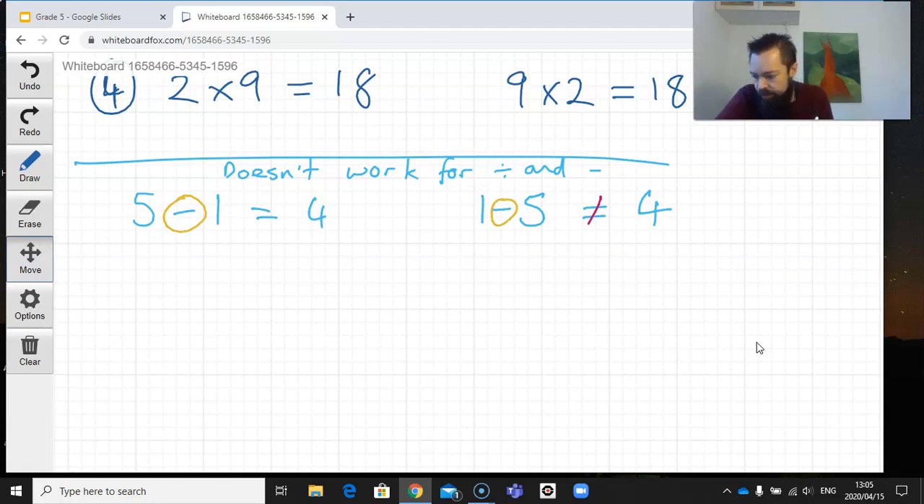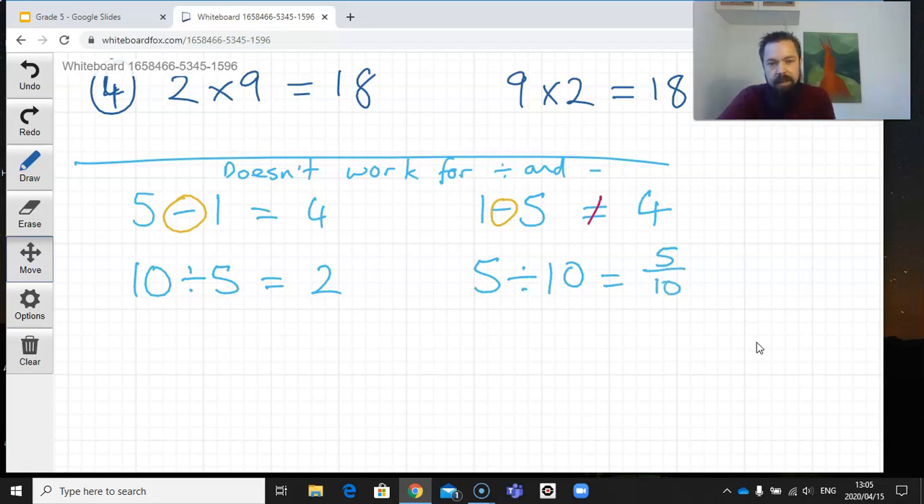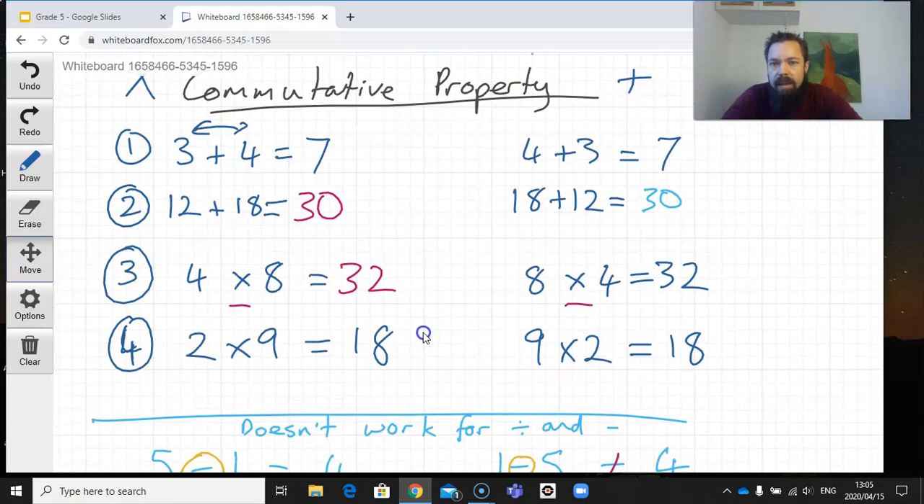Let's try for division. 10 divided by 5 equals 2. 5 divided by 10. Because we've done fractions recently, it equals that. And 2 does not equal 5 over 10. So you can see that the commutative property doesn't work for division. It only works for plus and times. Commutative property: plus and times, not minus or division.